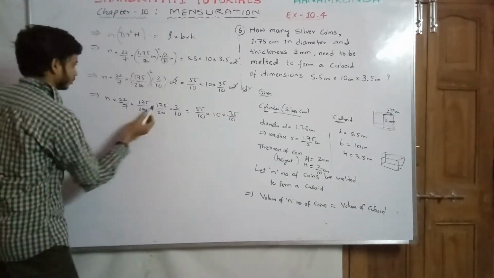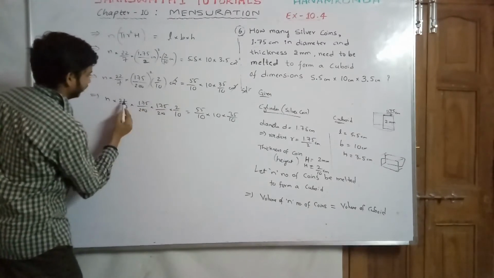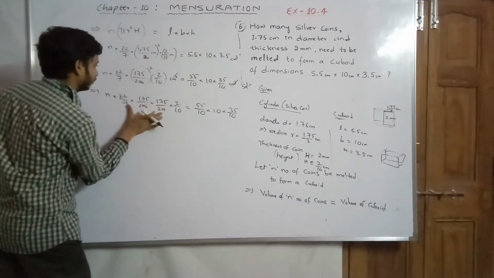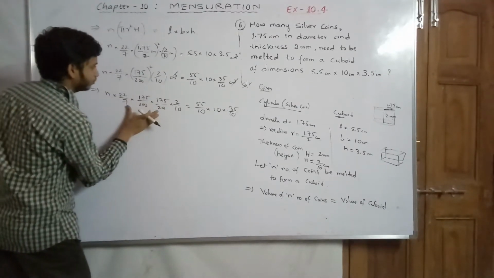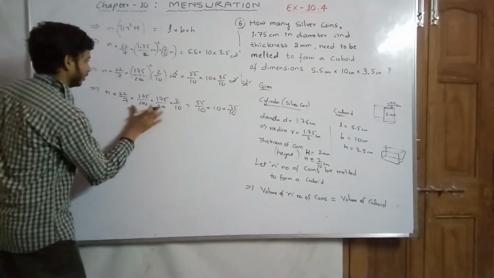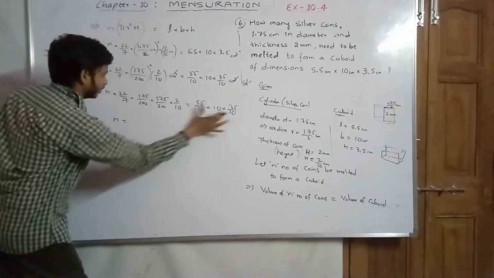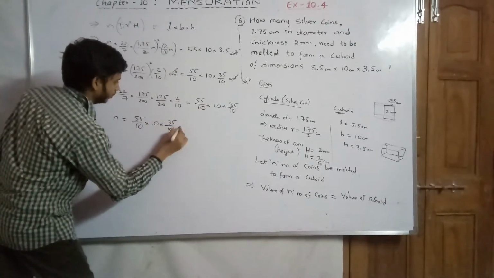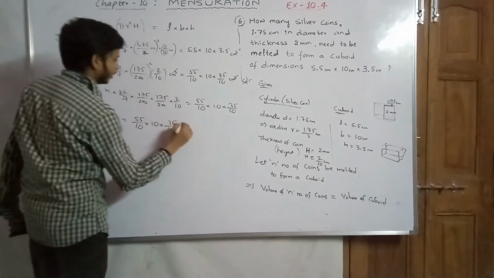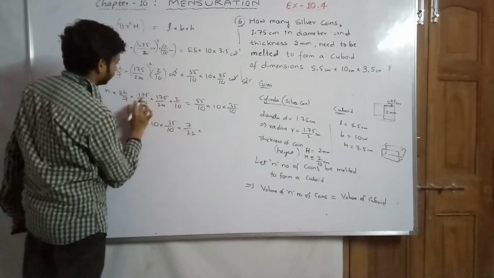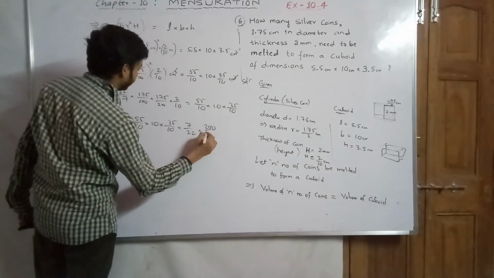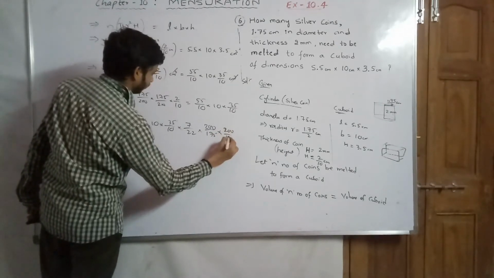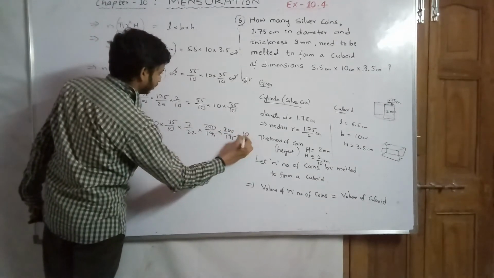The left side terms are multiplied with n, so we shift them to the right side by dividing. Writing the right side first, n equals 55 by 10 into 35 by 10, and 22 by 7 comes to the right side as 7 by 22. Similarly 175 by 200 comes to the right as 200 by 175, again 200 by 175, and 2 by 10 becomes 10 by 2.